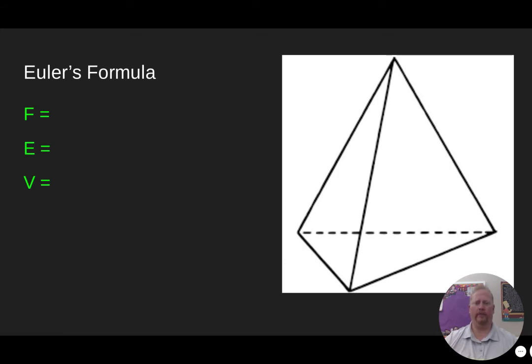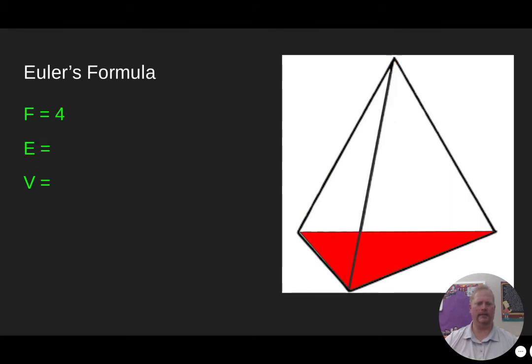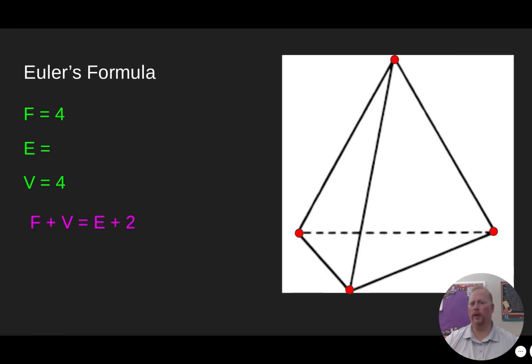So let's do a quick count for faces. There's that triangle, another triangle, another triangle, and then the base. So that's a total of 4 faces. Let's go ahead and count the number of vertices. So there's 1 up top and then 3 below, so that's 4 vertices. So I could go through and count all the edges, but rather than that, I'll plug those numbers into Euler's formula. So F equals 4, V equals 4, and I get 8 equals E plus 2. So I should know that there are 6 edges. And if you want to go ahead and count all those, you'll verify that indeed there are 6 edges.